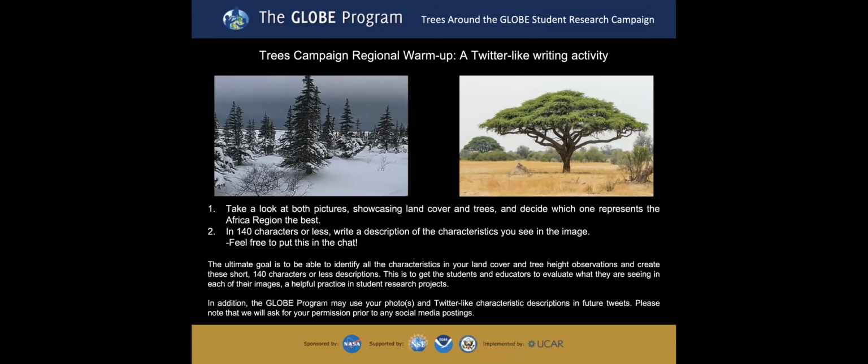Well, we got one response so far. Anna says the photo on the right of the savanna with some trees. So she feels that looks more like Africa. Okay. And we have another response, the one on the right with the acacia and the savanna. Excellent.